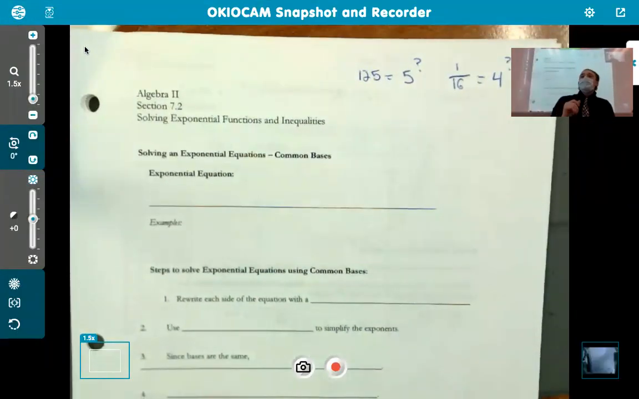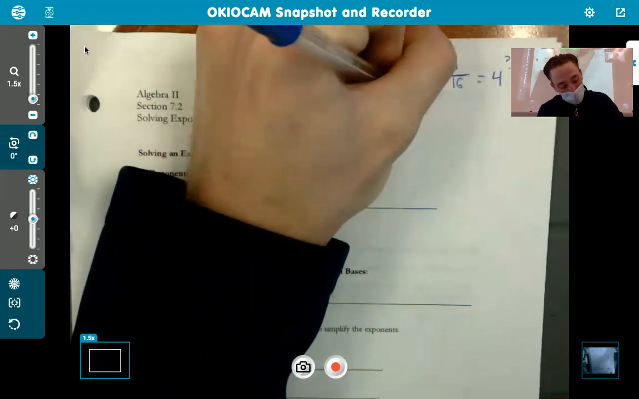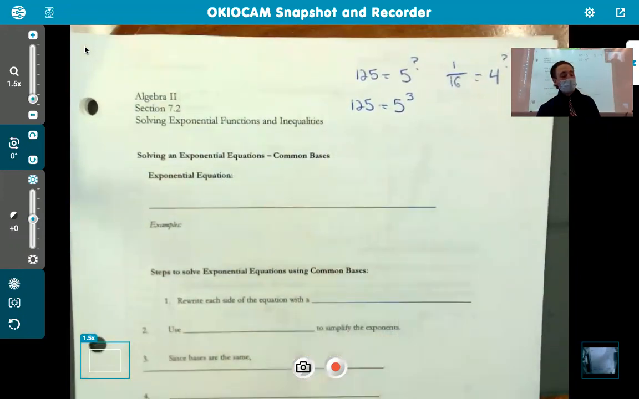All right. So you had two questions here. The first one said convert 125 so it has a base of 5 raised to an exponent. All right. What was the answer for the first one? 5 to the third power. Good. So 125 we can rewrite as 5 to the third power. These are the same thing, essentially, right?